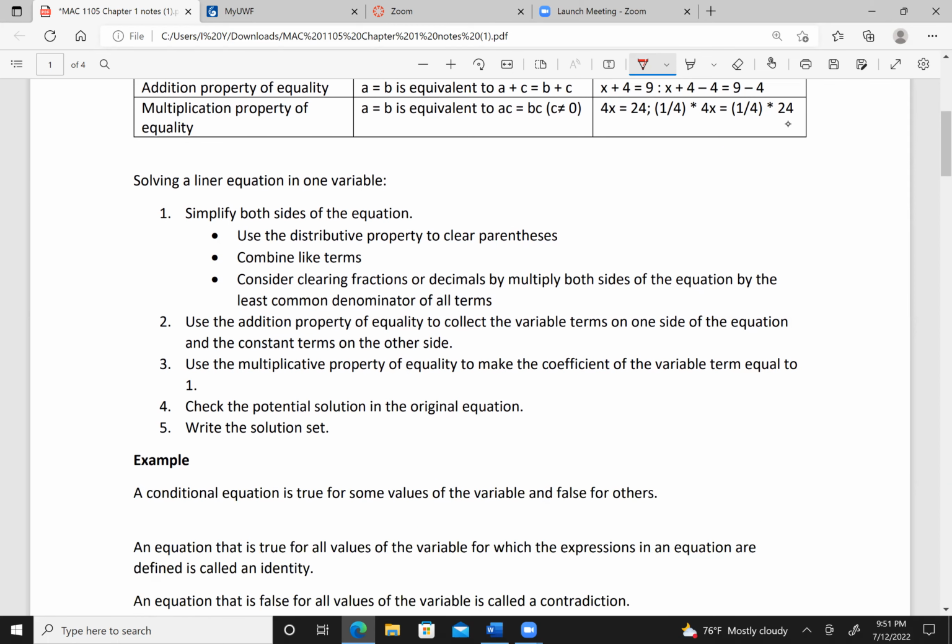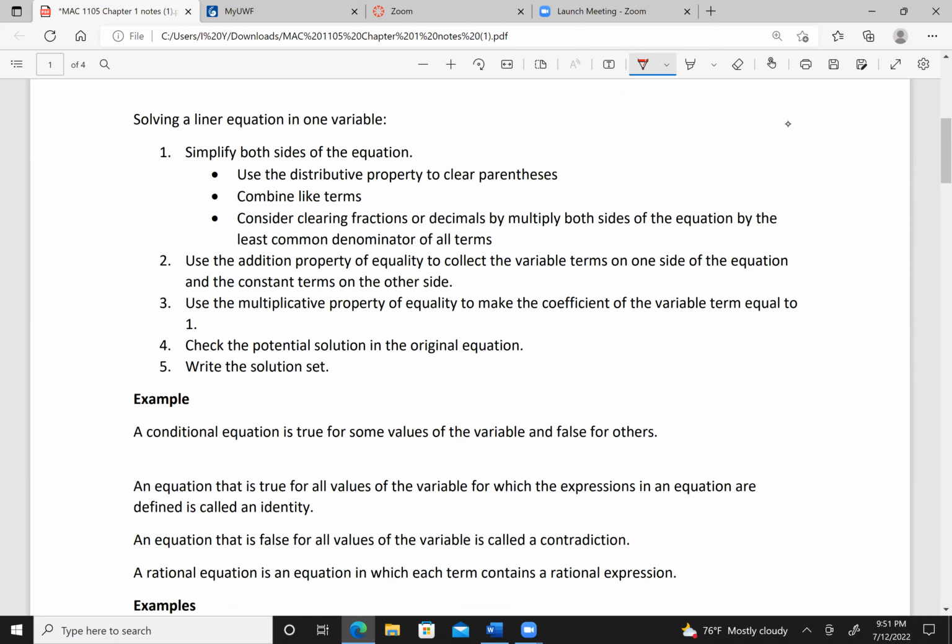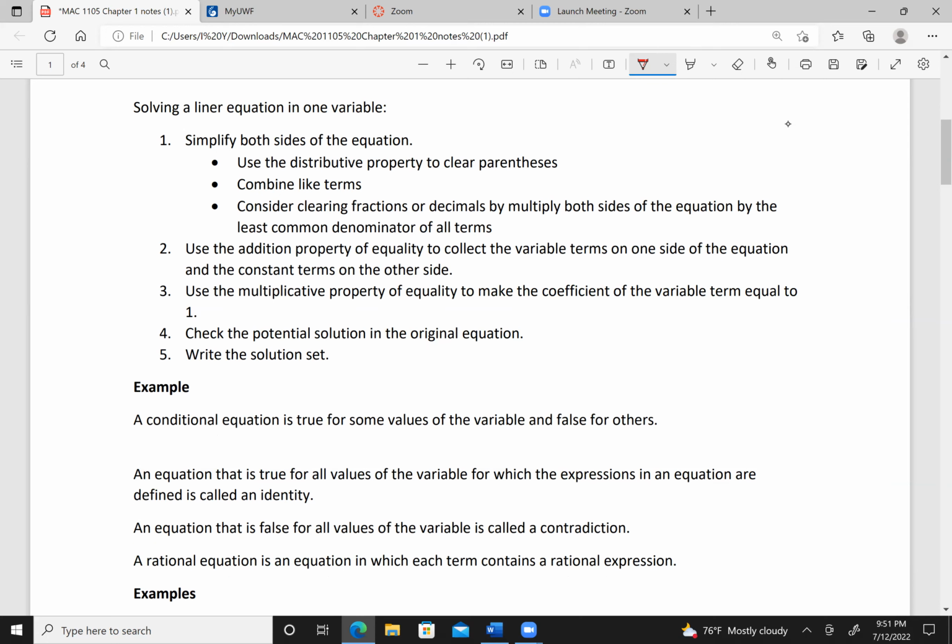So how do we solve a linear equation in one variable? The first step is to simplify both sides of the equation. So we'll use the distributive property to clear parentheses. We'll combine like terms. We might want to consider clearing fractions or decimals by multiplying both sides of the equation by the least common denominator of all terms. We can use the addition property of equality to collect the variable terms on one side of the equation and constant terms on the other. Use the multiplication property of equality to make the coefficient of the variable term equal to 1. Check the potential solution in our original equation and write the solution set.